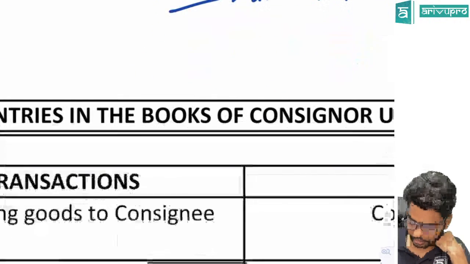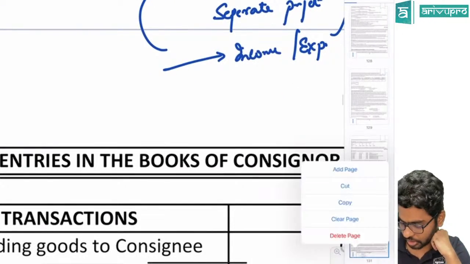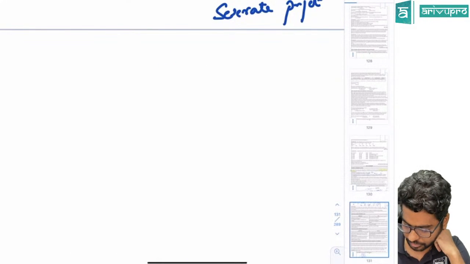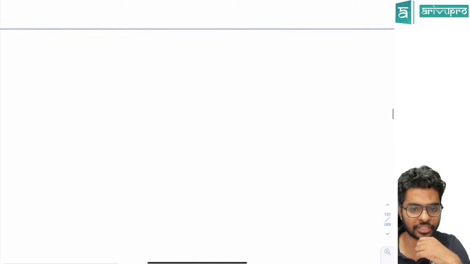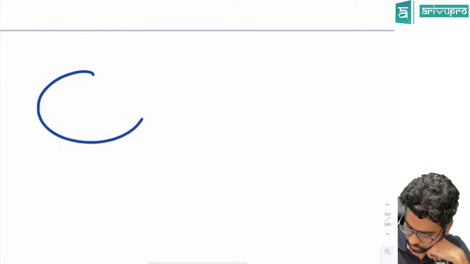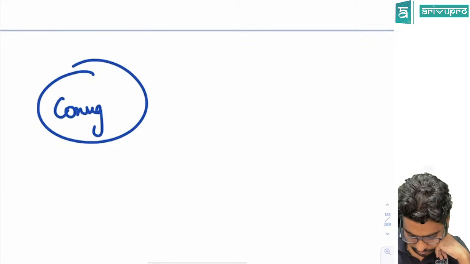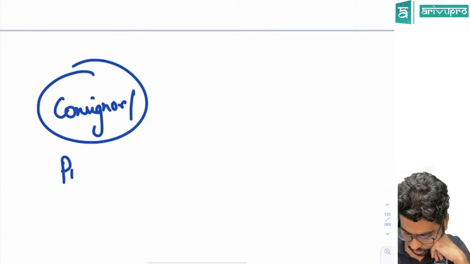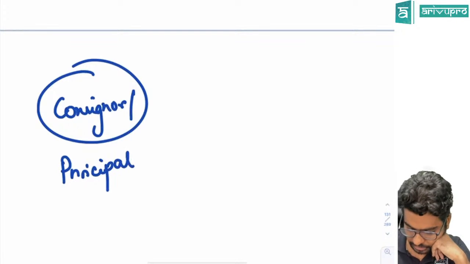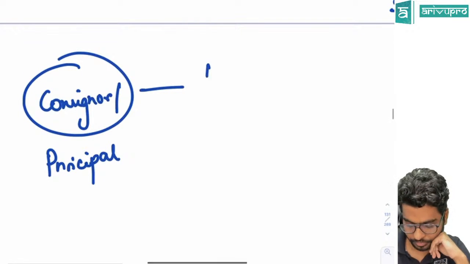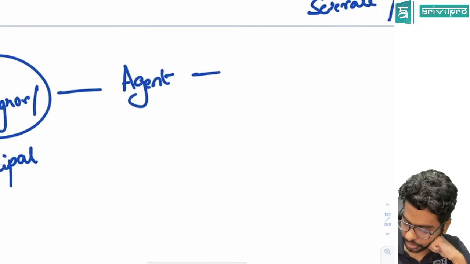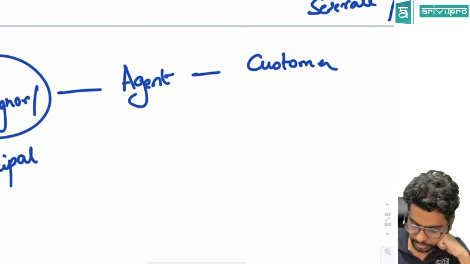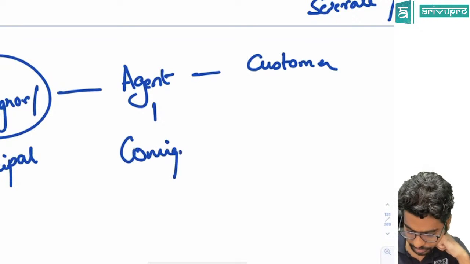Done. Now let us try putting it across to the terminologies and understand how this works. Shall we start now? Guys, now we are going to be starting off the entire chapter. The consignor or the principal sends goods to the agent to sell it to the ultimate customer. This agent we call the consignee.